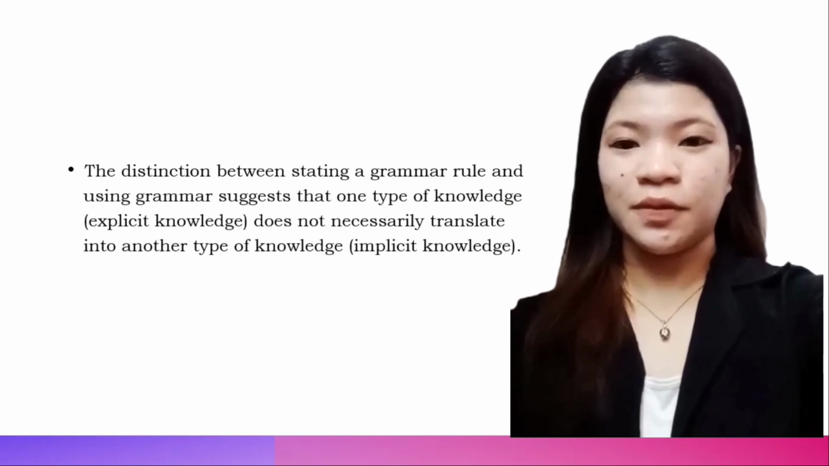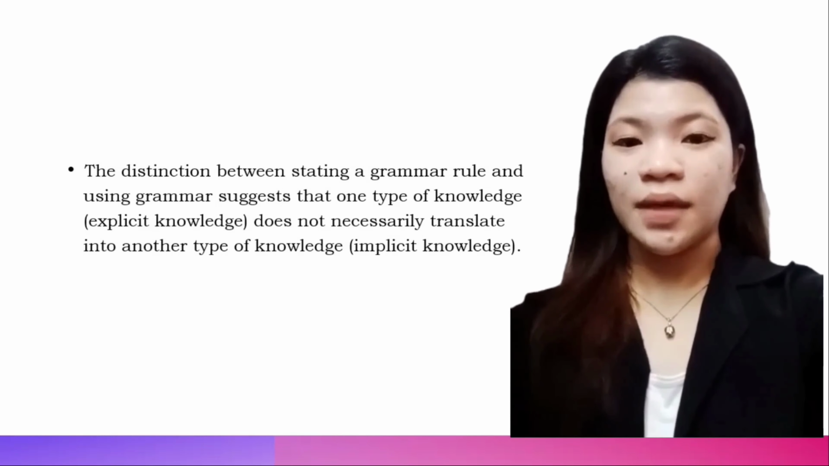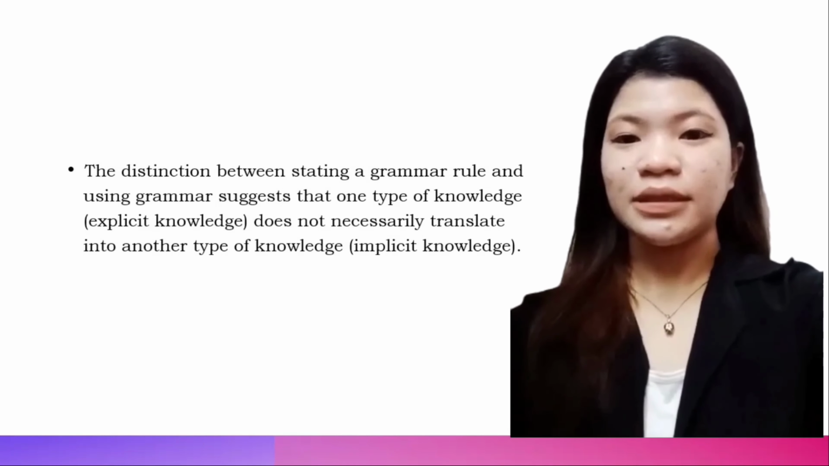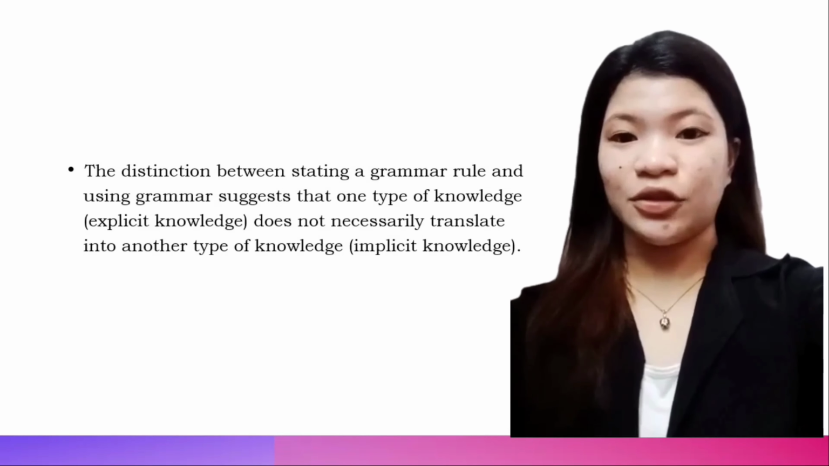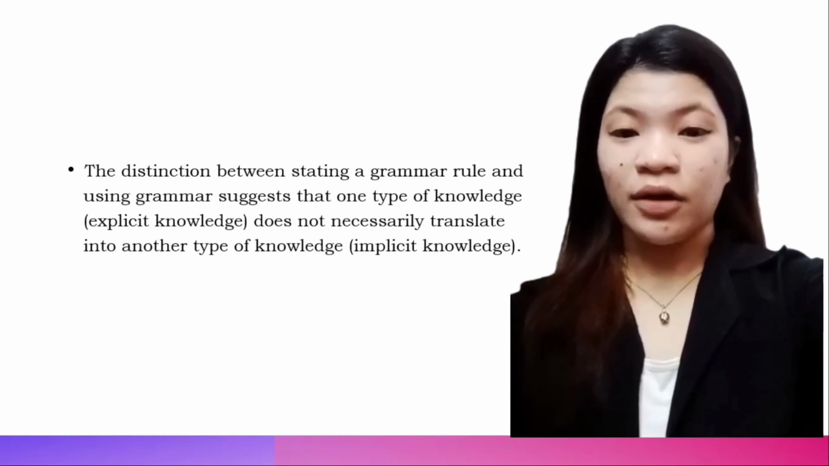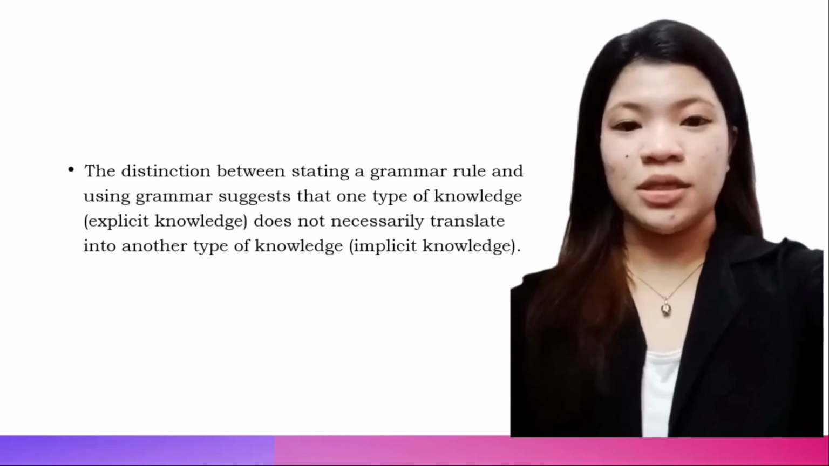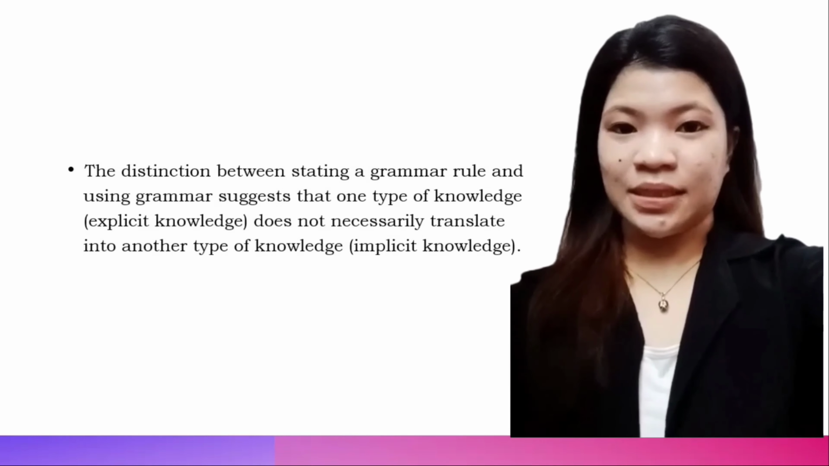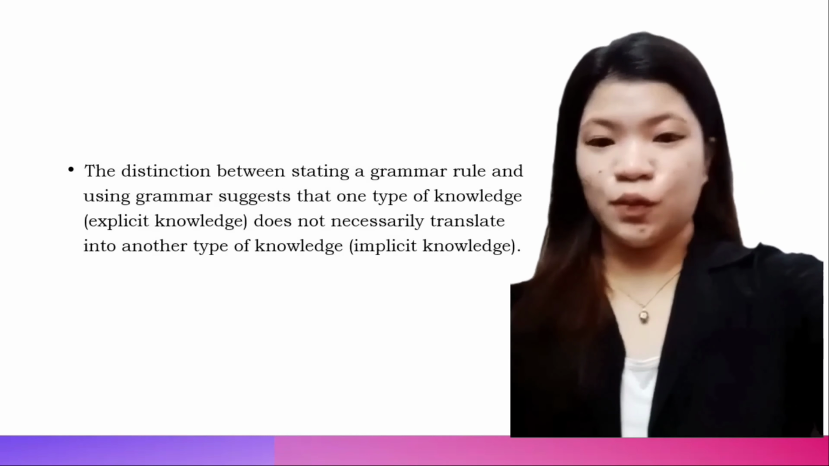So the distinction between stating a grammar rule and using grammar suggests that one type of knowledge, explicit, does not necessarily translate into another type of knowledge. Implicit knowledge is information that is simply to express, write down, and impart, while the operation of explicit information is referred to as explicit knowledge. Implicit knowledge includes skills that can be transferred from one employment to another.